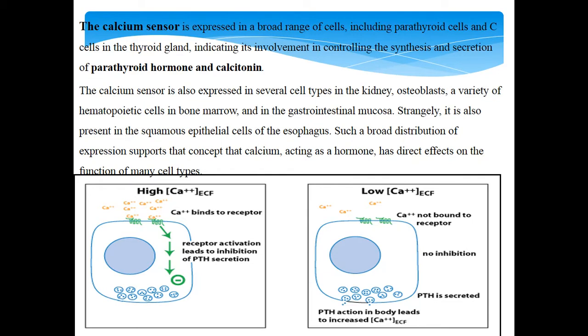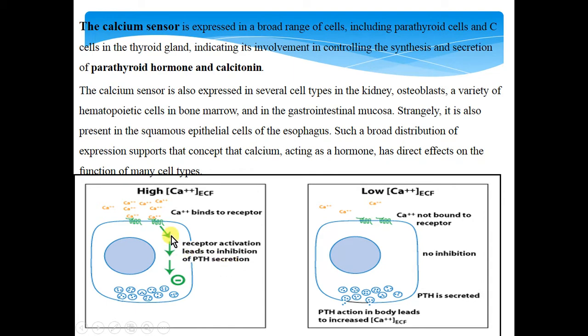When the extracellular calcium is high, this calcium will bind to the receptor. This binding to the receptor will lead to receptor activation and inhibition of the secretion of parathyroid hormone.